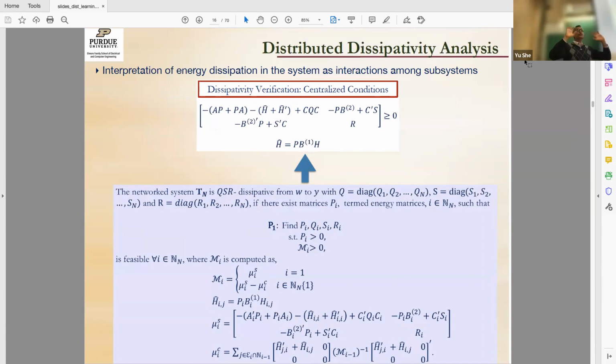I don't want that, right? In a swarm, I only want local decisions being made with local information. So I can show that a condition for that is that every subsystem i satisfies the condition of this. So let's parse this a little bit.